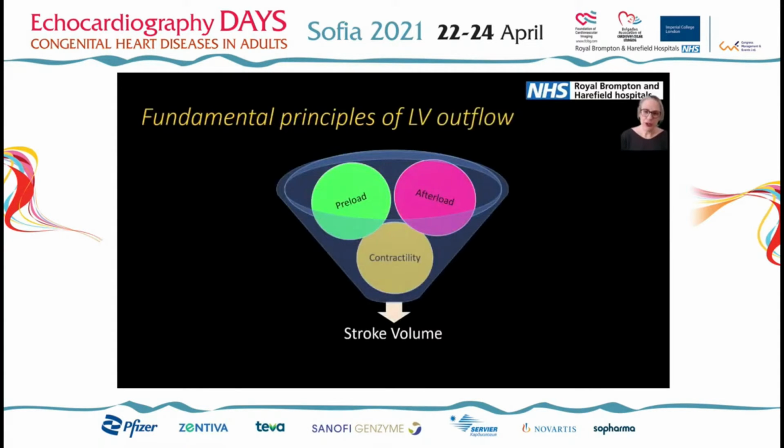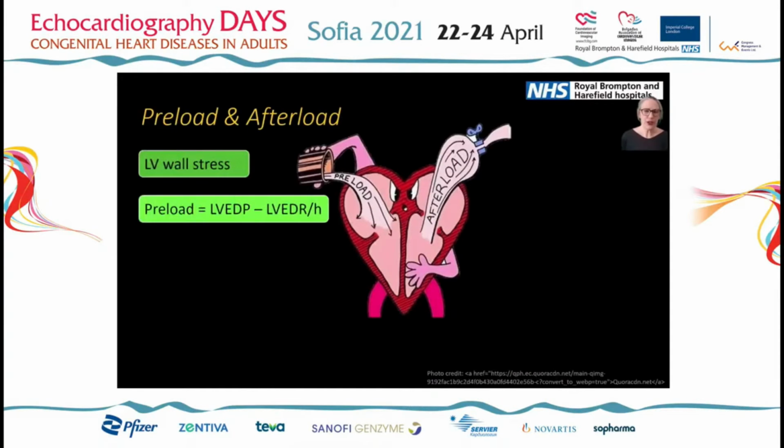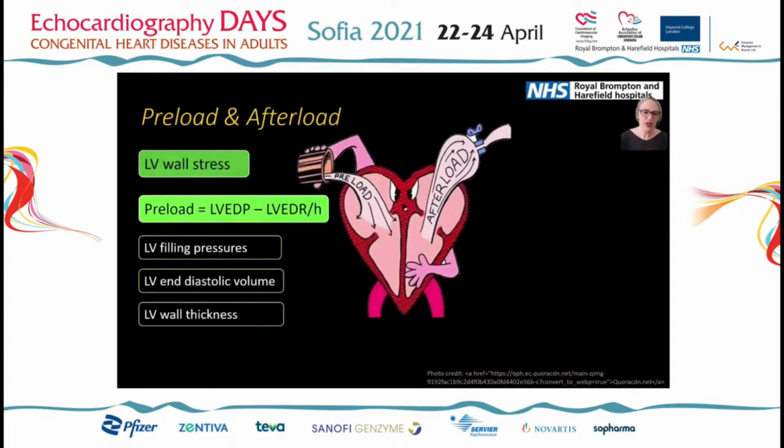Talking about physiological principles, we know that the stroke volume is really this complex interplay between the preload, the afterload, and contractility. So let's just step back for a second and consider what preload and afterload really are. So preload is kind of a diastolic concept, isn't it? It relates to wall stress. It's a relationship of filling pressures, the end diastolic volume, and the LV wall thickness.